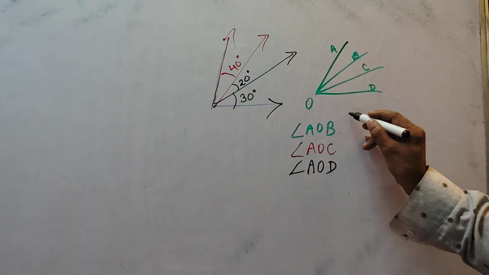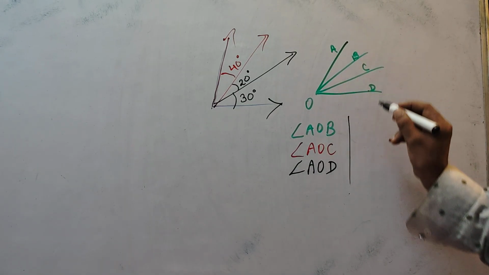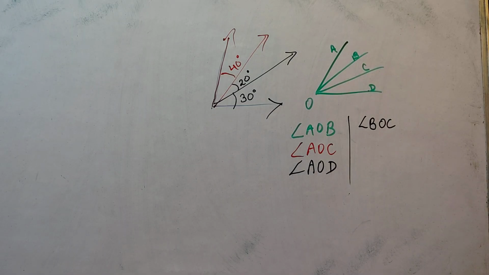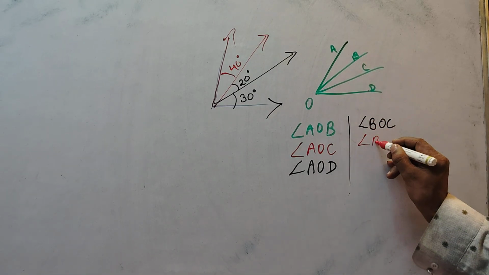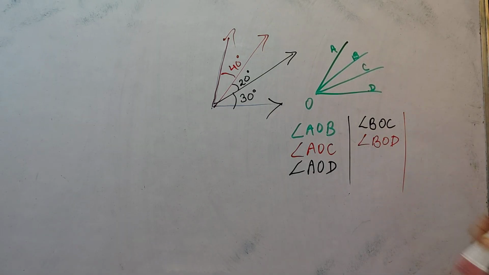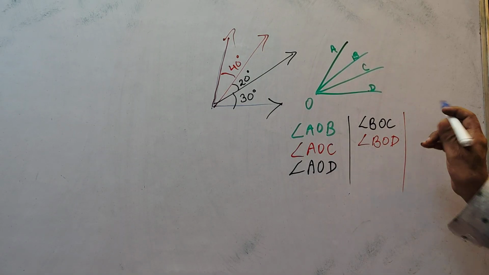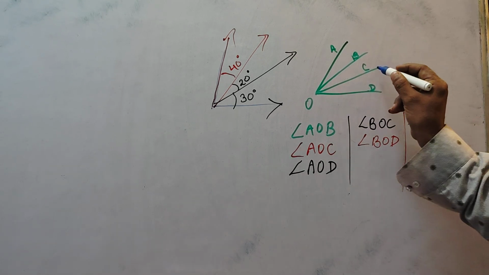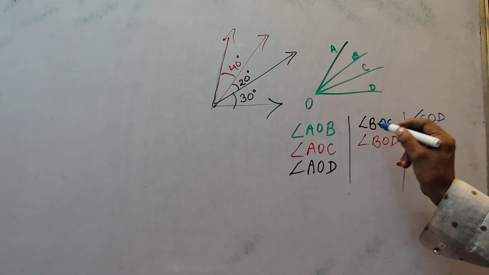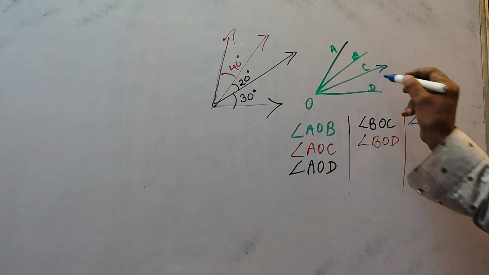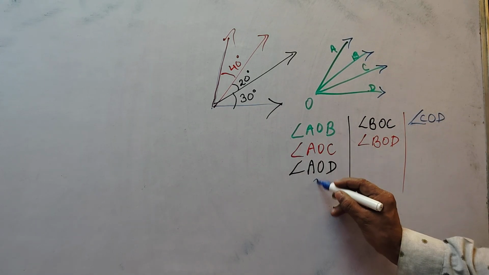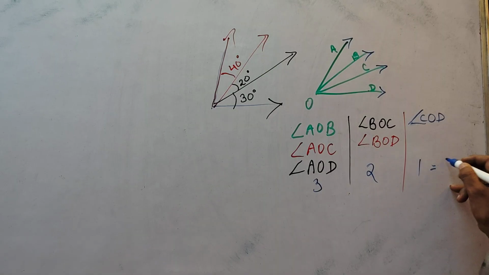After A, next we come to point B. So BOC. Next one, starting from B, is BOD. Next one, starting from C, is COD. Since COB or BOC is the same thing, we cannot consider the same angle again and again. So there are 3 angles here, 2 angles here, 1 angle here, total 6 angles. Your answer is correct.